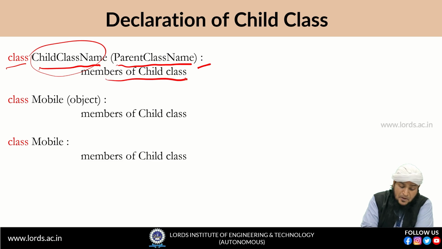After that we can have the members of a child class. What are the different members I can use? Here I have given the example Mobile. So this is our child class name.